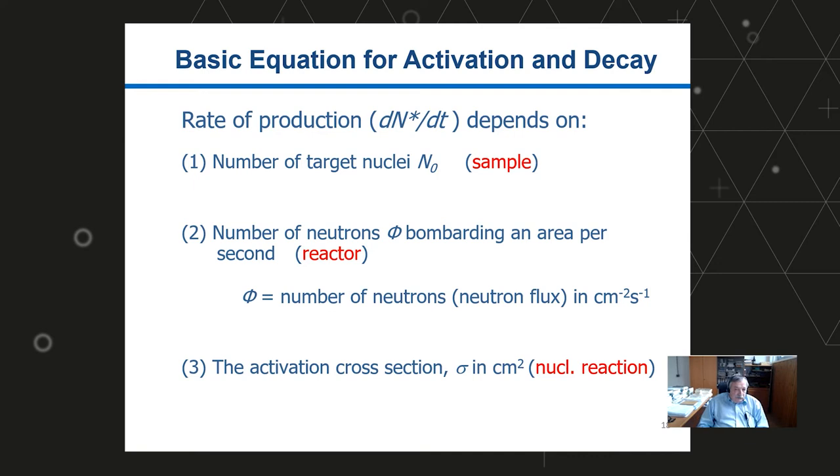So now the equations for the neutron activation analysis. If we look at the activation and decay, the rate of the production is defined by the change of the number of nuclei per unit time. There are three important matters here. First of all, the number of target nuclei. This is a specificity of the sample, so the concentration of the measured element in the sample. Then the number of neutrons bombarding an area per unit time. This is a characteristic of our reactor. And the activation cross-section, which is specific for a specific nuclear reaction.